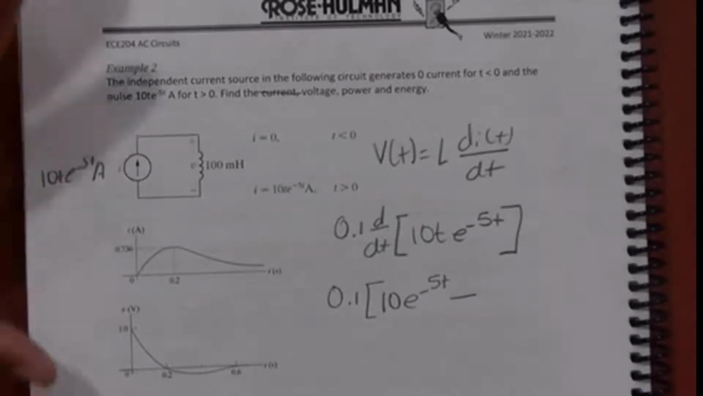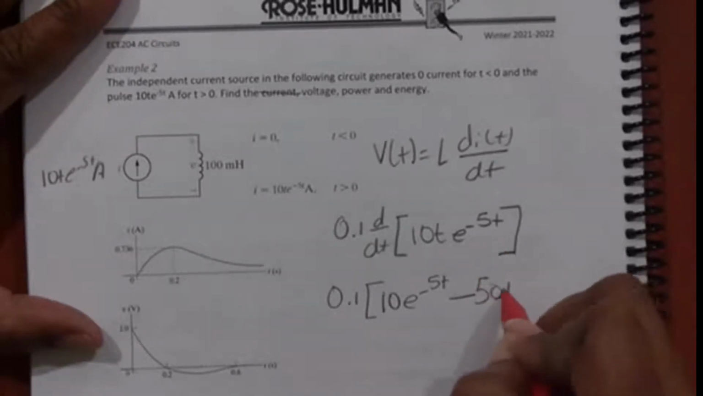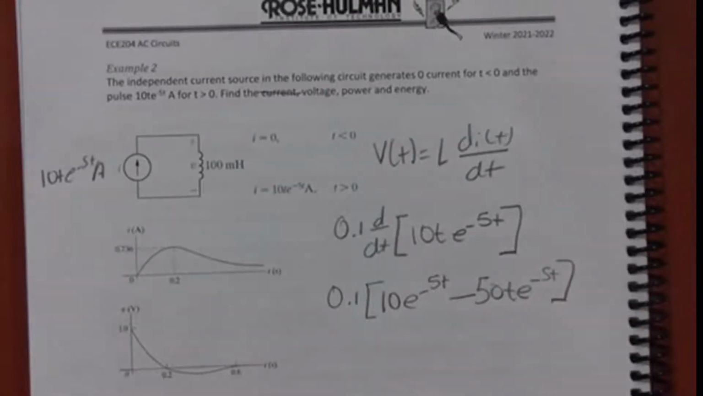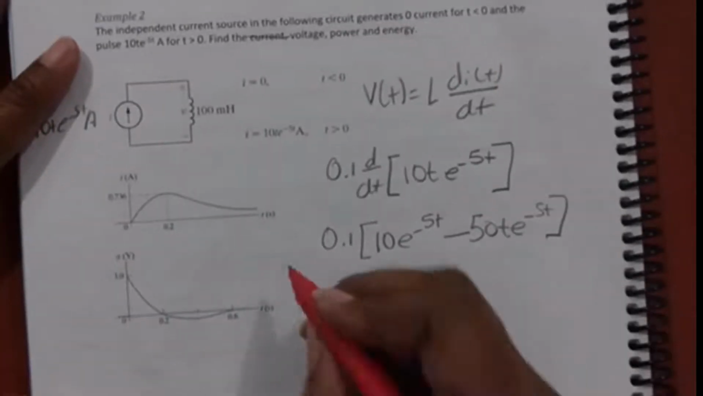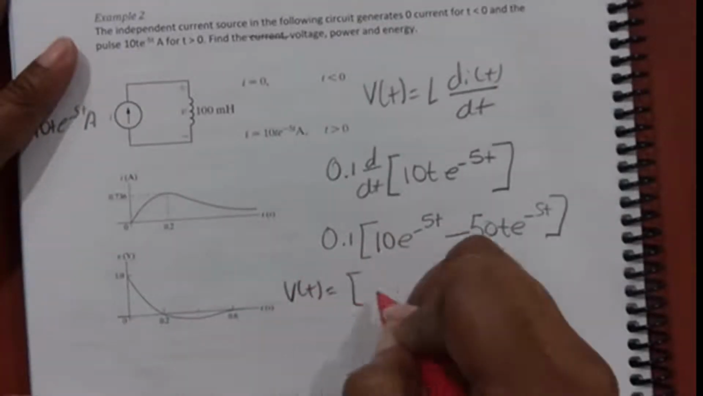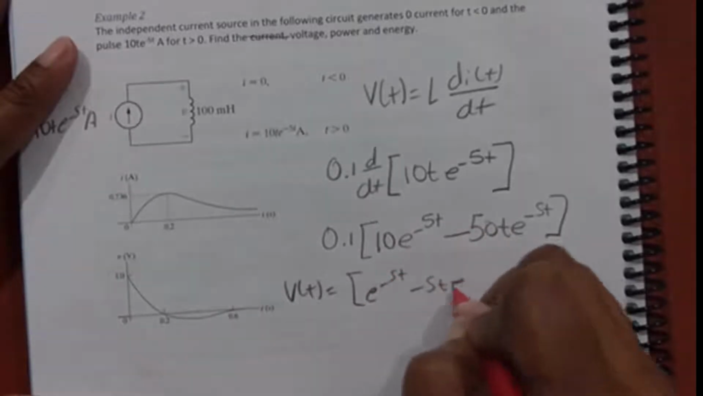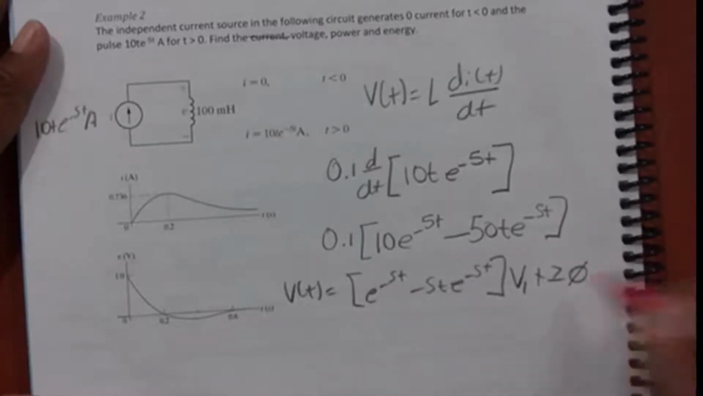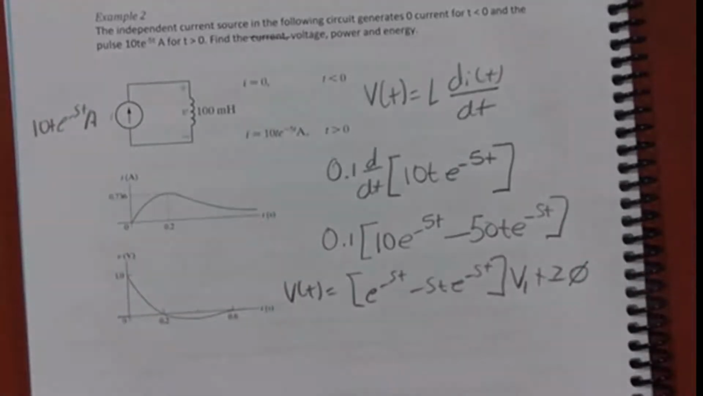Yes, but it's minus 50t e to the minus 5t. Okay? So when I divide that by 10, I get that my voltage is e to the minus 5t minus 5t e to the minus 5t volts for t greater than or equal to 0. Okay? Questions?